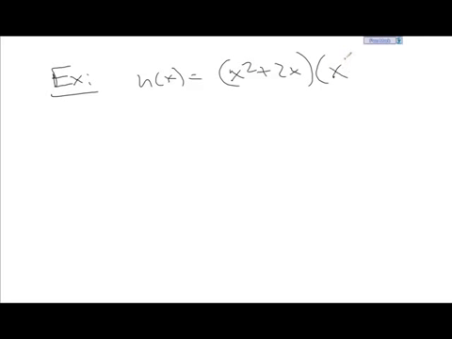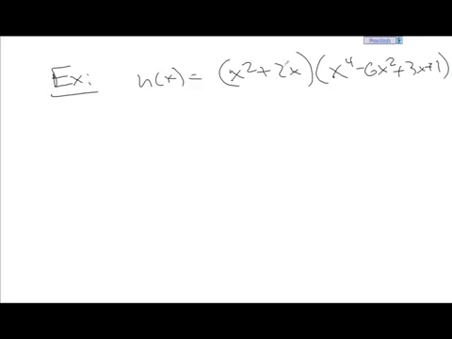The product rule is anytime you have the product of two functions. Now I'll do the same thing. Let's look at a couple of examples here, just so we know how to do this. So let's just say we have h of x equals x squared plus 2x times x to the 4th minus 6x squared plus 3x plus 1.